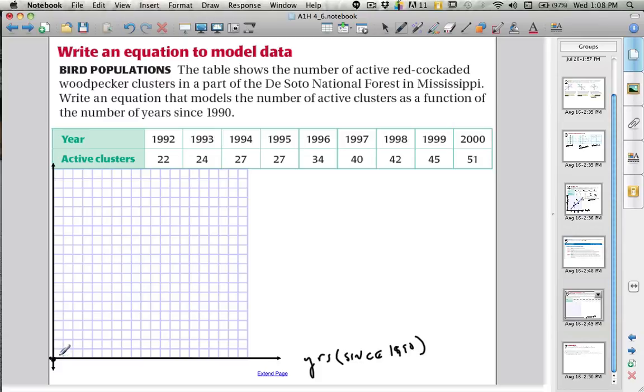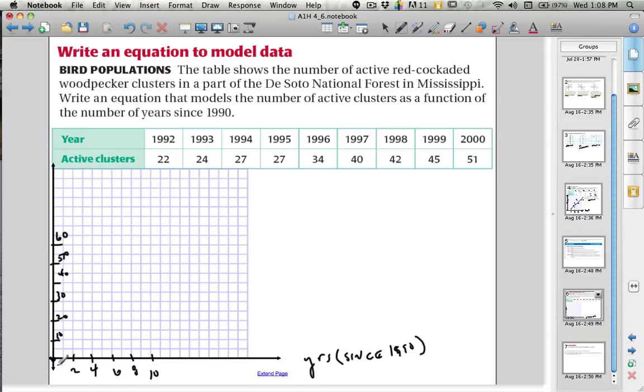Right, so back here, this is 1990, and this would be 2, 4, 6, 8, 10. That goes up to the year 2000. That's as far as we go. And then let's say 10, 20, 30, 40, 50, 60. So that's 60. This one is 50, 40, 30, 20, and 10.